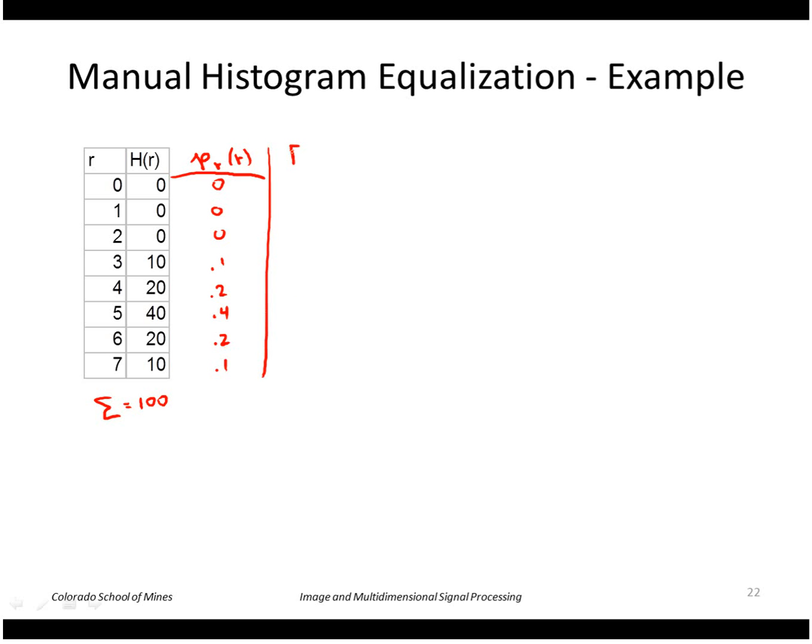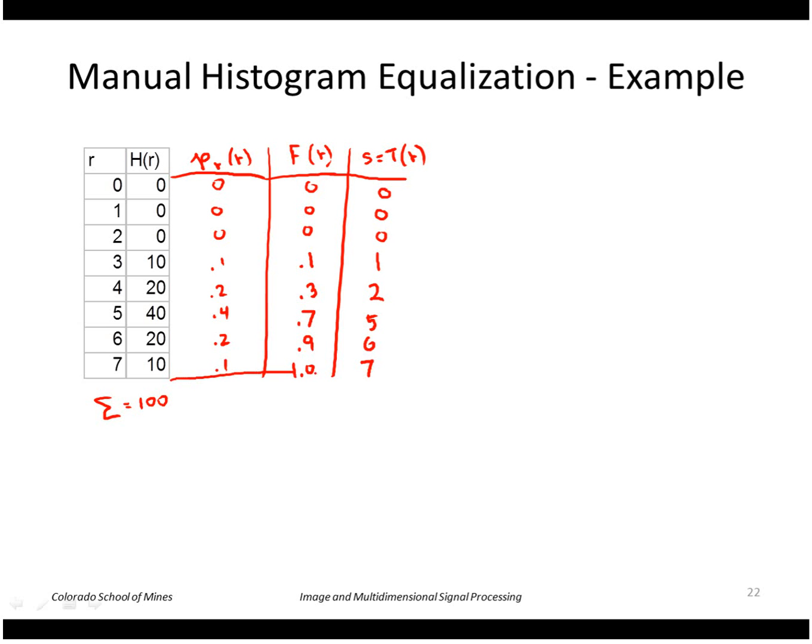For the CDF, we simply do a cumulative sum, so that's 0.1, 0.3, 0.7, 0.9, and 1. Then we can just multiply by our 7 here to get our transformation function. So 7 times 0 is a 0, 0, 0. 7 times 0.1 is 0.7, we round off to a 1. 7 times 0.3 is 2.1, we round off to 2, and so forth. So that gives us this table here. That's our transformation function that will equalize the histogram.